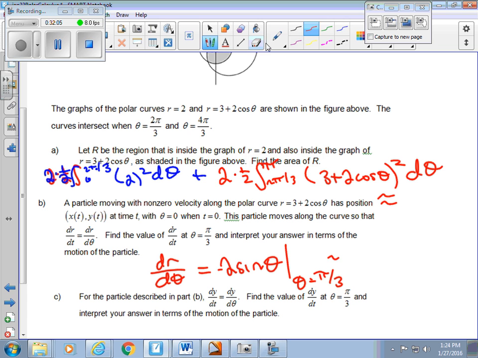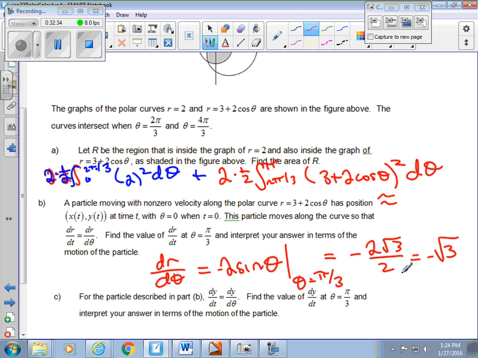I say approximately, we could actually find that. But either way, it is a calculator problem, so they will accept either answer. Sine of pi over 3 is radical 3 over 2, is that right? Interpret your answer in terms of the motion of the particle. What does that mean for the particle?